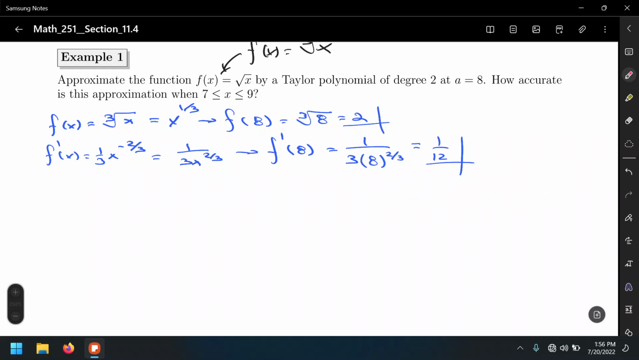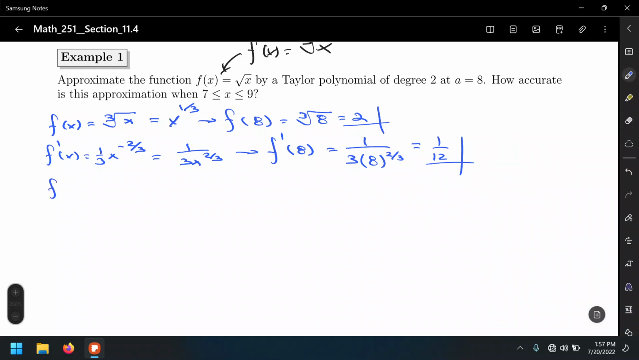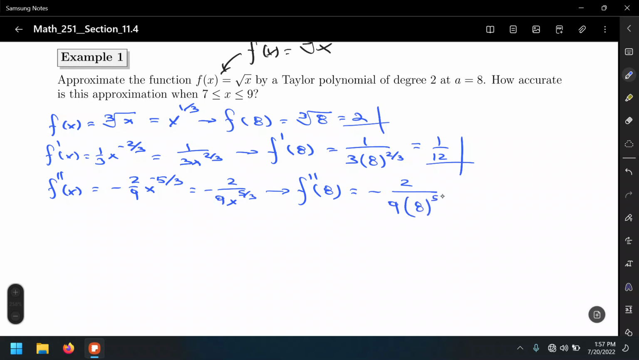All right? Let's go with the second derivative, and we don't need to find too many derivatives here, which is great. So that's going to be -2/9 x to the -5/3, which is -2/9 x to the 5/3 in the denominator. And then from here, evaluate the second derivative at 8. That's -2/9 times 8 to the 5/3.